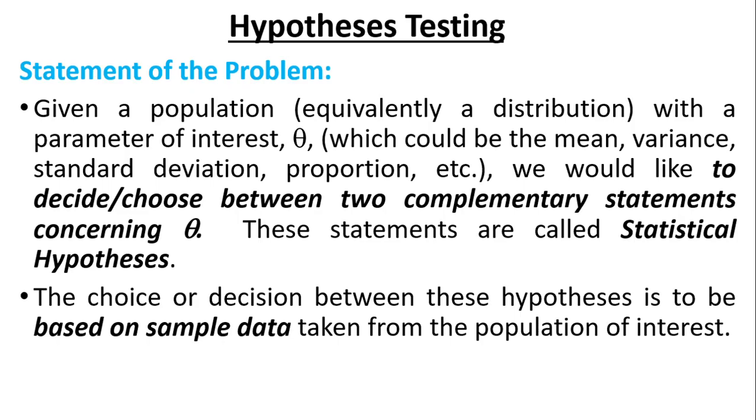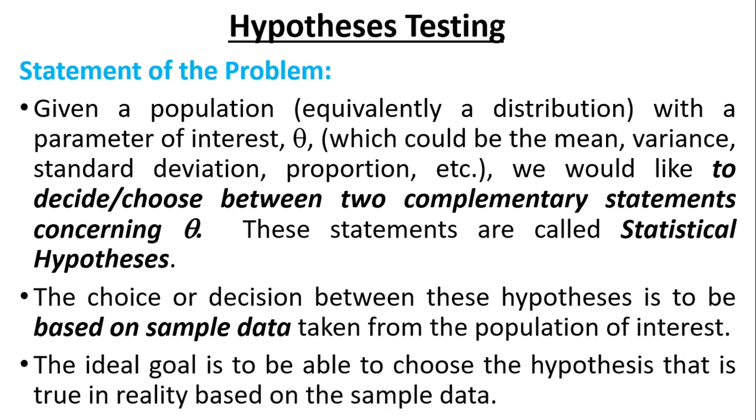So the choice, the decision between these hypotheses that we state, is to be based on what? The sample you collected, drawn from your population of interest. You understand? That will now inform us whether we go for the hypothesis we stated as A or for B. The ideal goal is to be able to choose the hypothesis that is true in reality based on the sample data. That's our ideal goal.